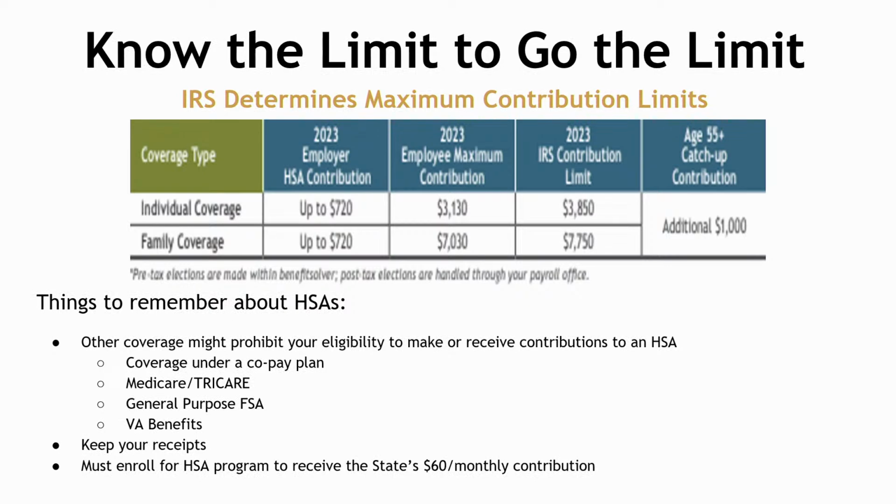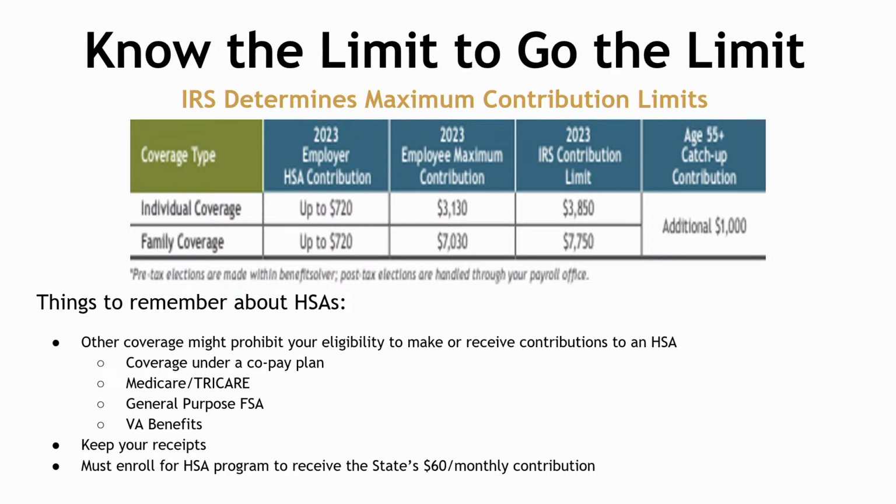A couple of things to remember about health savings accounts. Number one, in order to be eligible for it, you do have to be enrolled in a high deductible health plan. You also cannot have coverage under anybody else under a copay plan, Medicare, or TRICARE. And if you're in the high deductible health plan and you have an HSA, you cannot have a general purpose flexible spending account. You can have a limited purpose, and we'll go into more detail on that in just a moment. And you also cannot have received VA benefits within the past 3 months.